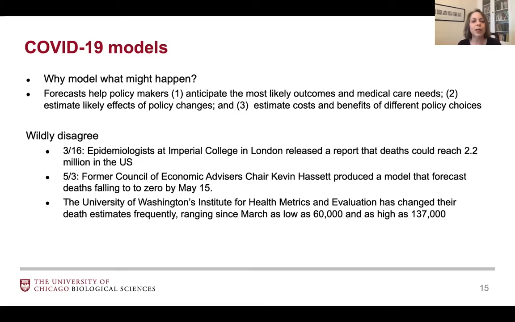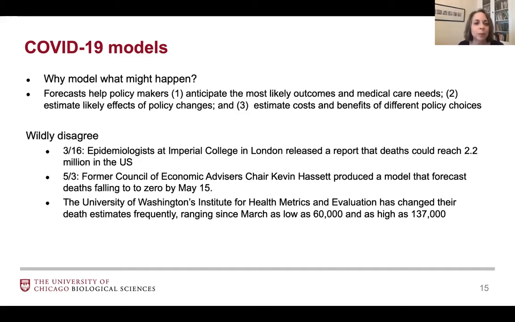So the point of a model is to be able to forecast what's going to happen in the future. And they potentially will tell the people making policies, like our Governor Pritzker, the mayor of Chicago, people in charge of county health departments, forecasts that will help them anticipate the most likely outcomes and medical care needs, to estimate the likely effects of policy changes, and to estimate costs and benefits of different policy choices. And those will be policies around opening or closing schools and different kinds of workplaces and retail establishments, about shelter in home policies, about requiring people to wear masks outdoors, all of those policies that we are being affected by.